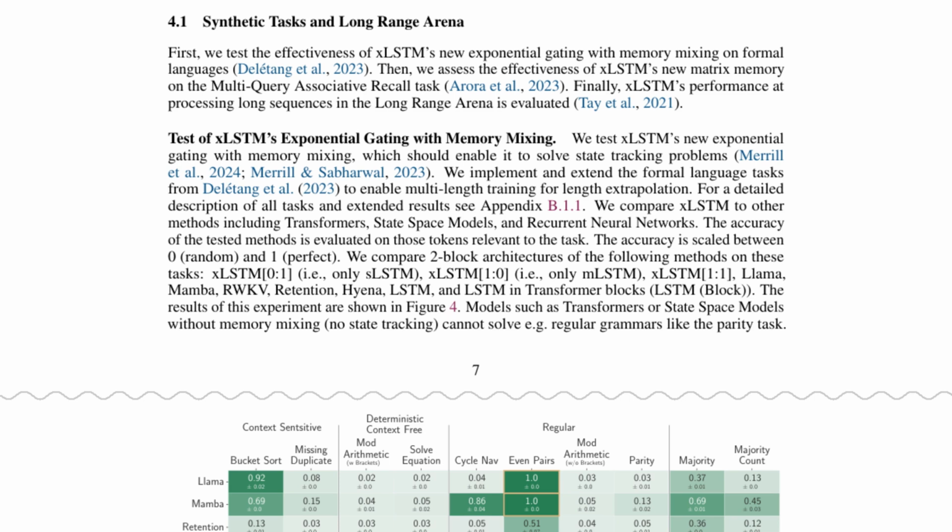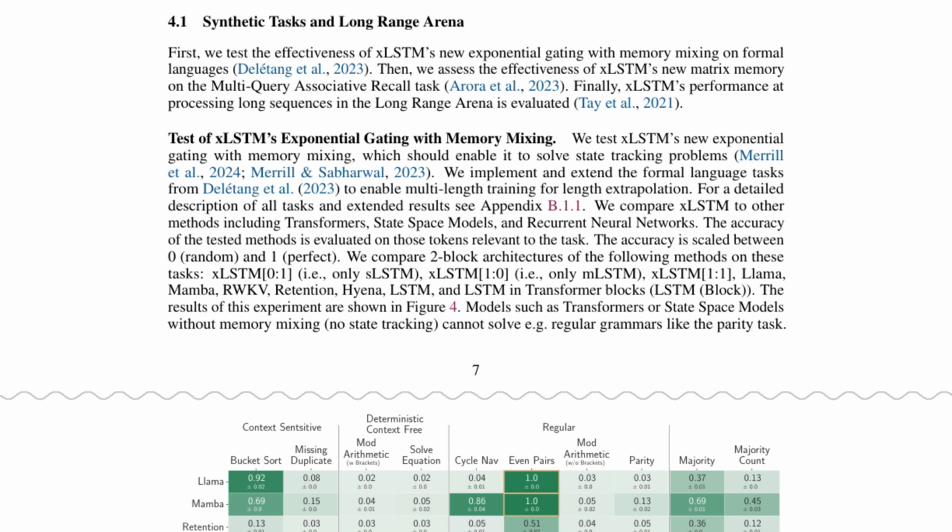We compare xLSTM to other methods including transformers, state space models, and recurrent neural networks. The accuracy of the tested methods is evaluated on those tokens relevant to the task. The accuracy is scaled between 0, random, and 1, perfect. We compare two block architectures of the following methods on these tasks: xLSTM, i.e. only sLSTM, xLSTM[7:1], Llama, Mamba, RWKV, Retention, Hyena, LSTM, and LSTM in transformer blocks, LSTM block. The results of this experiment are shown in Figure 4.